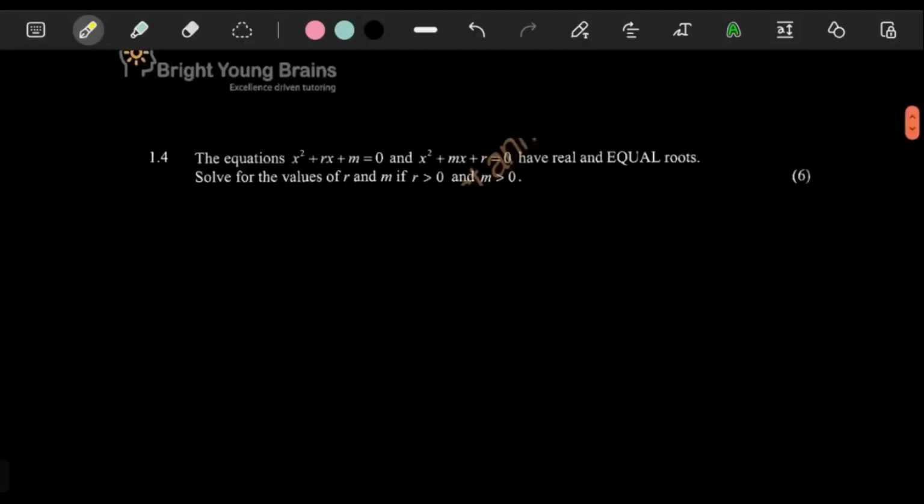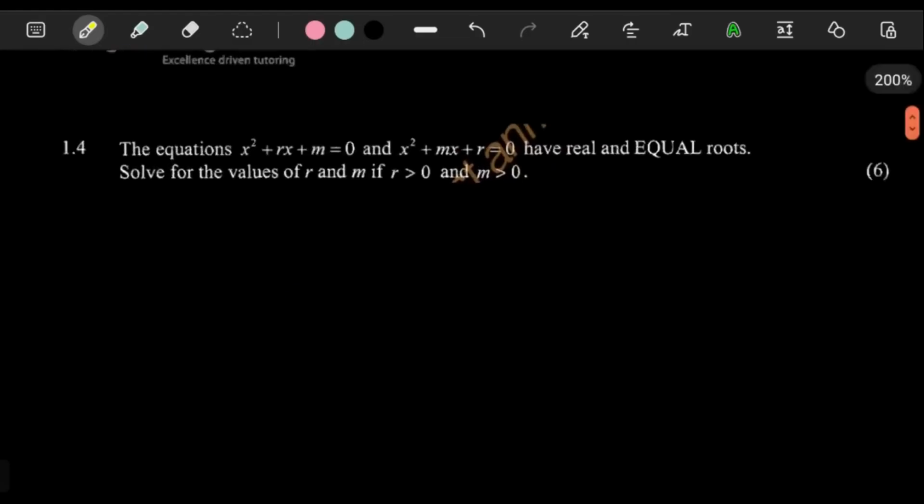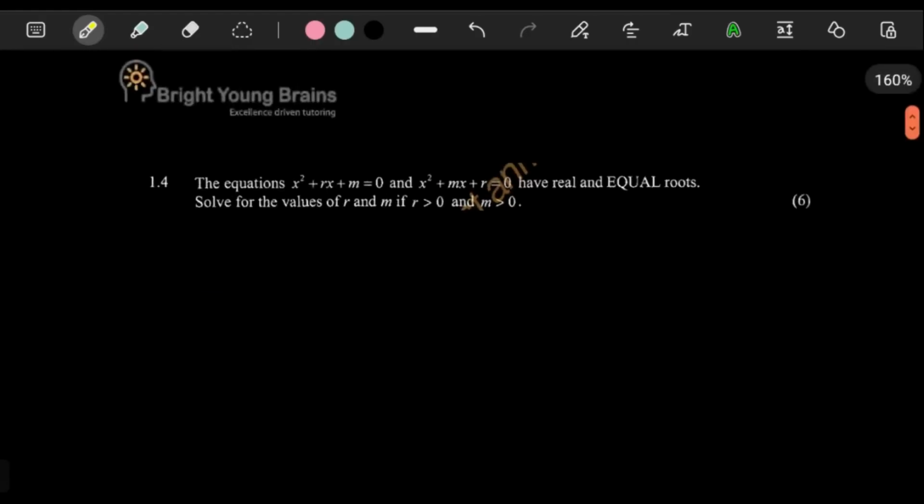If you don't like nature of roots questions, and this is a 6-mark question, if it kind of just throws you off a bit just by reading it, don't even attempt it, because you're better off just going through the rest of the question paper and then coming back, because this is 6 marks, which implies about 7 minutes of your time. So you don't want to just throw away 7 minutes trying to figure out a question that is not your cup of tea.